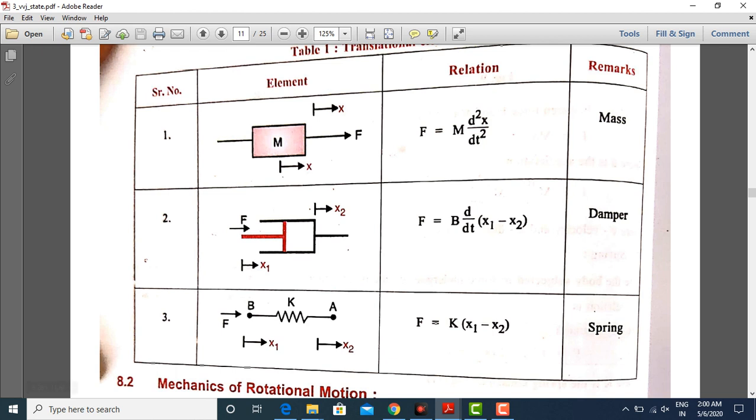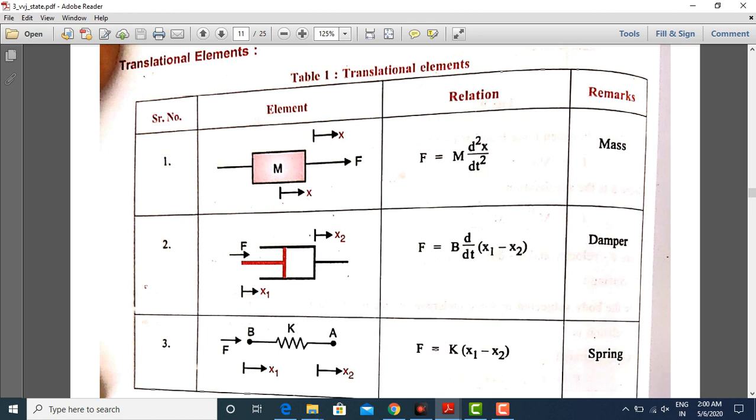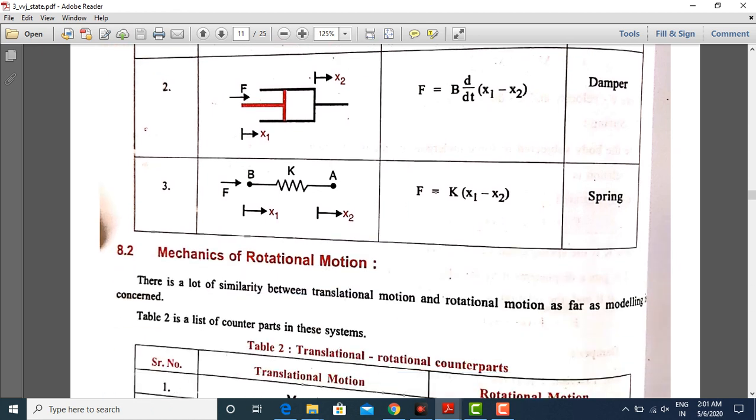Spring, if you are applying force to this side, it will get displaced. Then F equals k into x, that is the spring. If you want to find the generalized equation for the translational elements, you just have to add these. What will be the equation then? F equals m d squared x by dt squared plus b dx by dt plus k into x. So this will be the expression.